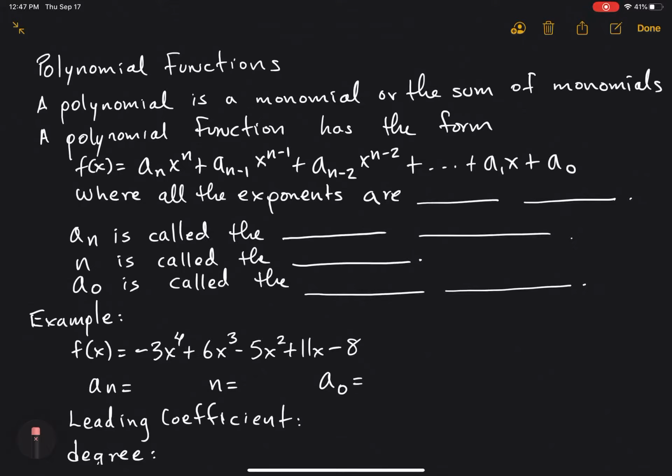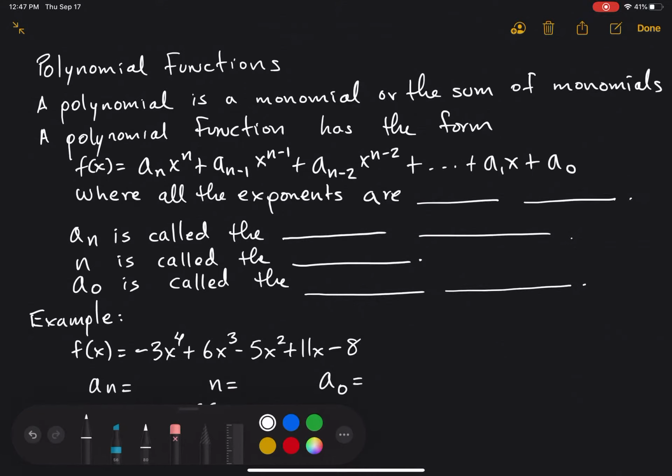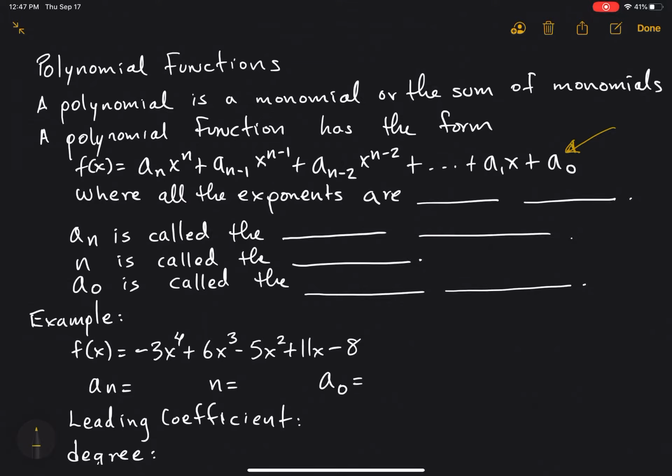So a polynomial function has this form right here. It might look a little complicated, but it's not as confusing as it seems. It's a sub n times x to the n plus a sub n minus 1 times x to the n minus 1. That form looks confusing, but if you look down here at an example, we have negative 3x to the 4 plus 6x cubed minus 5x to the second plus 11x minus 8. This is an example of a polynomial.